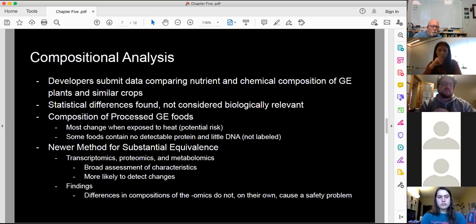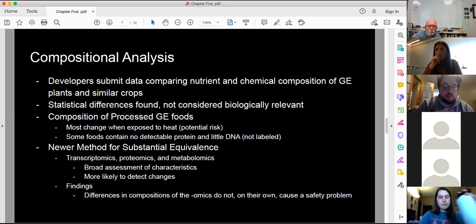The second type of testing is compositional analysis. This one was less thorough because there's not as much that goes into it. It's basically what you see on the label when you turn around a box of rice. All these farmers submitted the nutrient and chemical compositions of their plants. And again, there were statistical differences found, but they weren't considered biologically relevant, which again ran into a huge problem.